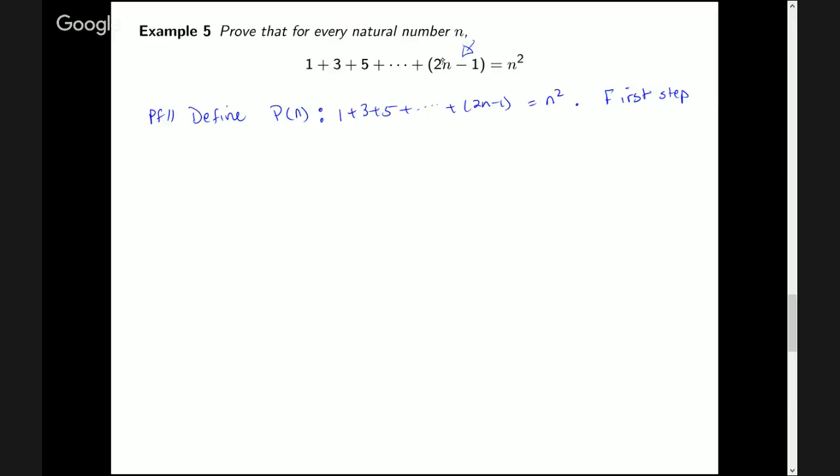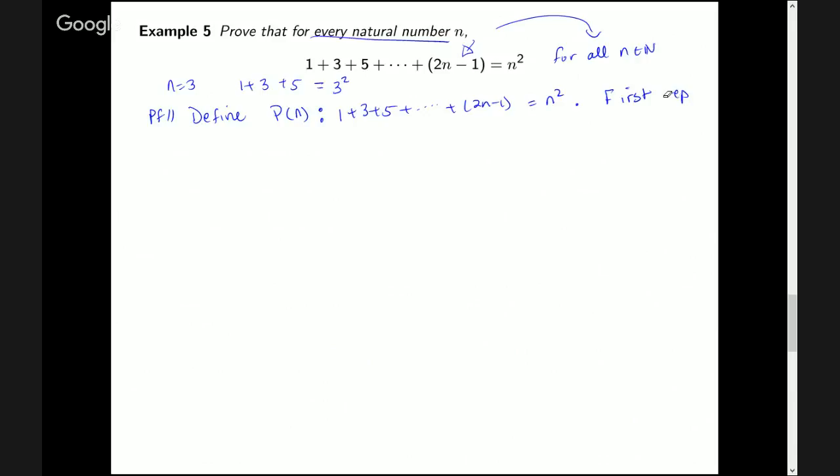So if n is, say, 3, then you want 1 plus 3 plus, if you do 6 minus 1, that's going to be 5. 2 times 3 is 6, minus 1 is 5. You want to say that that is equal to 3 squared. For each integer, you want to be able to make that claim. Yeah, this is for all n. That's what it means for every natural number n. It means for all n in the naturals.